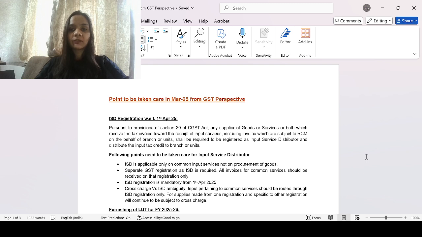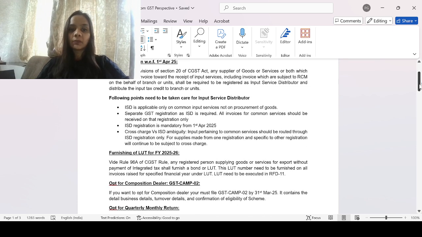ISD is basically used when we are procuring common services for multiple GST registrations. This input tax credit we can pass on to another GST registration of the same entity only through an ISD registration, raising the invoice as an ISD distributor, not through the cross charge. It is very important that everybody initiates the ISD registration now if it is applicable to them. This is all about the ISD registration being implemented from 1st April 2025.